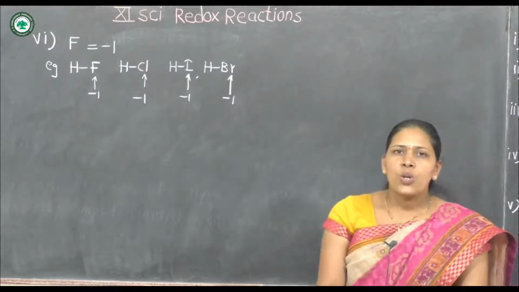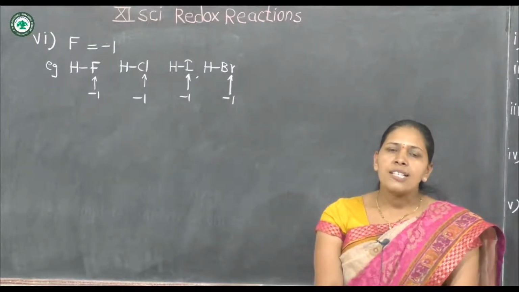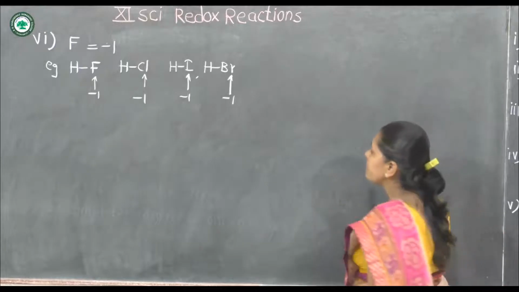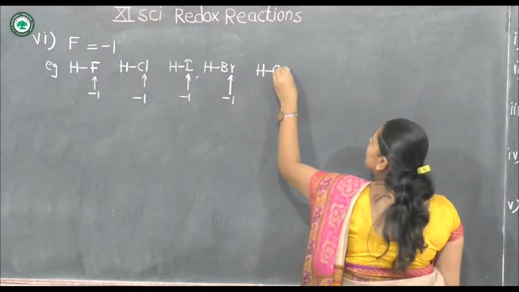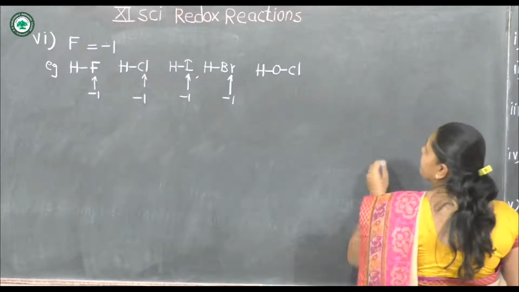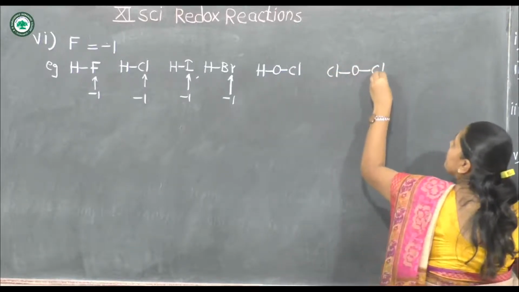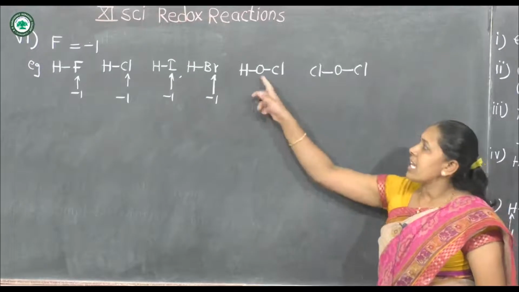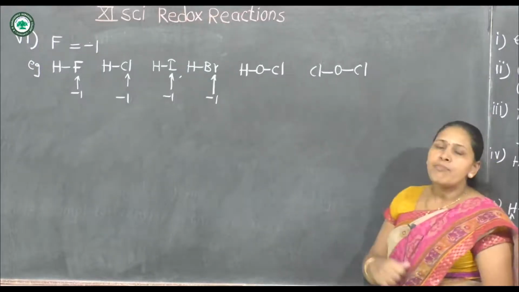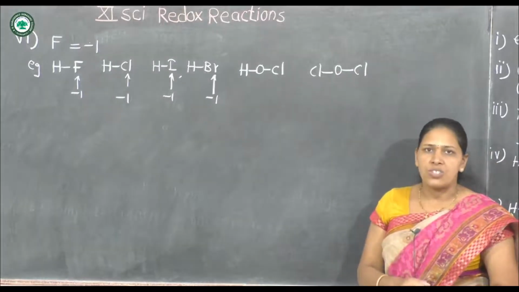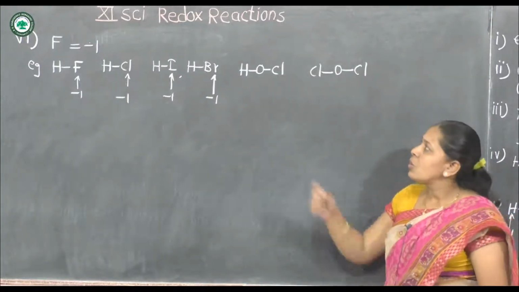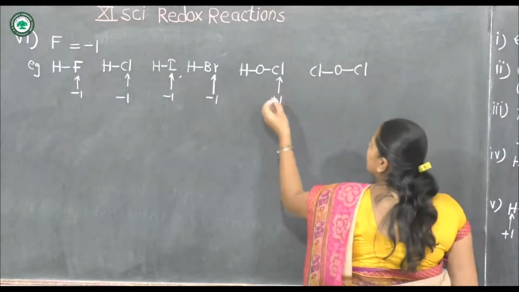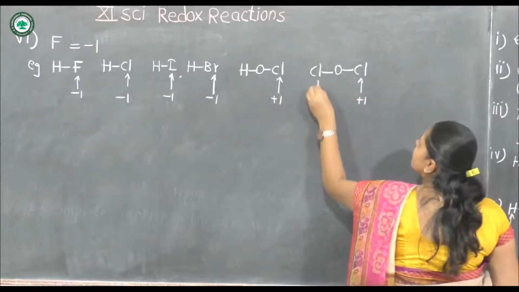But when chlorine, bromine, and iodine are bonded to oxygen, then they show positive oxidation states. For example, in these compounds, chlorine is attached to oxygen, and in the second compound also 2 chlorines are attached to oxygen. In these compounds, chlorine shows +1 oxidation state. Here also chlorine shows +1 oxidation state.